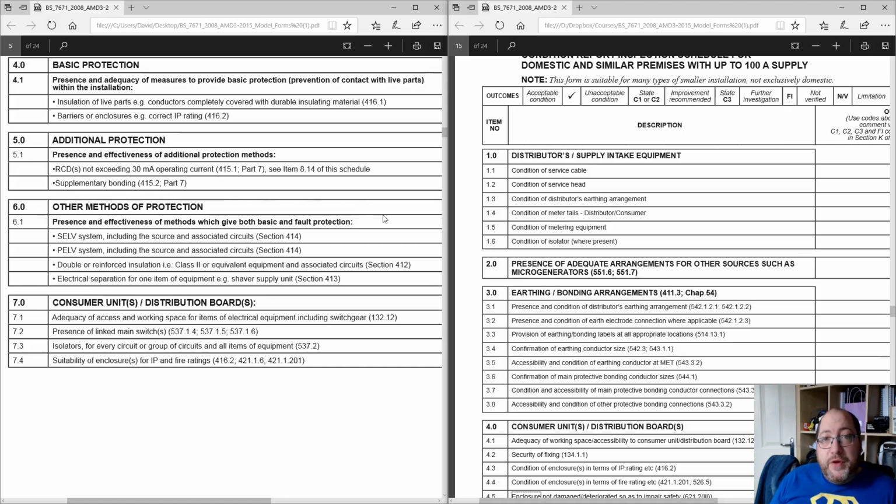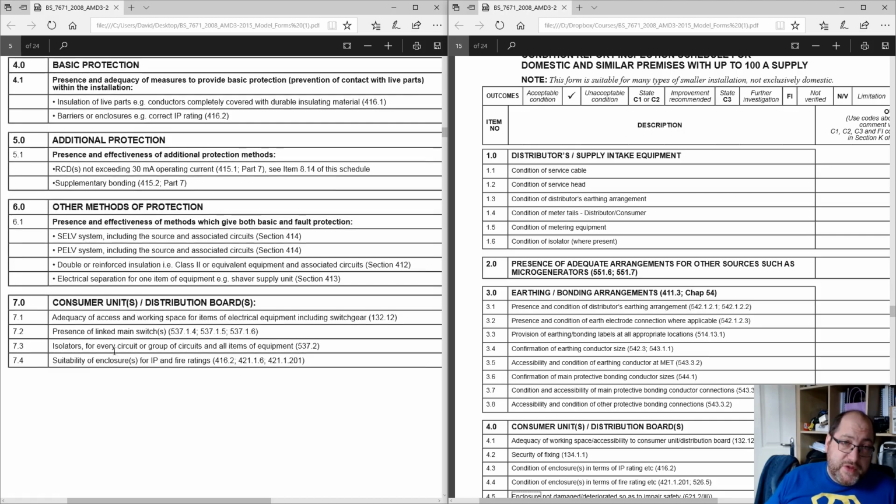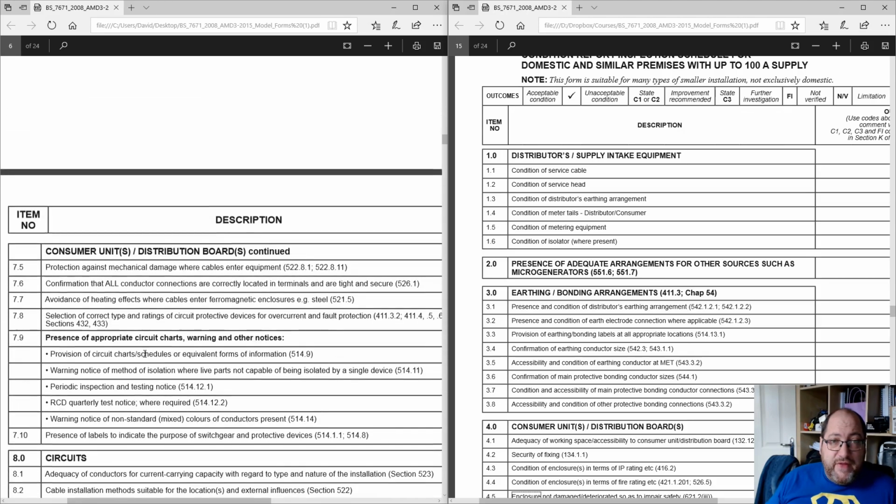So these are the common protective measures. If you think of the Wiring Regulations, Chapter 41, you've got general protective measures: ADS, double insulation, SELV and PELV, and electrical separation. This is making sure that you've achieved a method of compliance with at least one of those throughout the system. You've got consumer units, distribution boards, adequacy of working space, presence of main switch, isolators for every circuit, etc., etc. Have a good read of this.